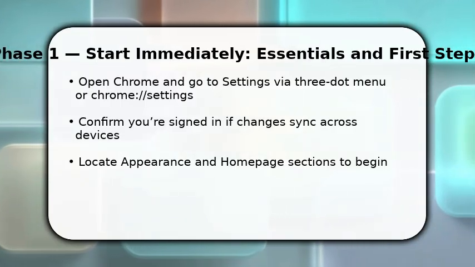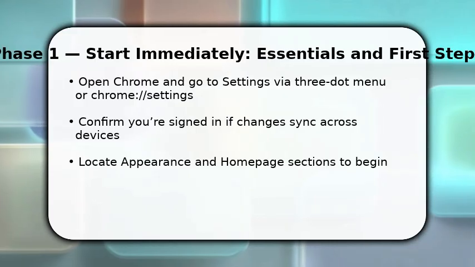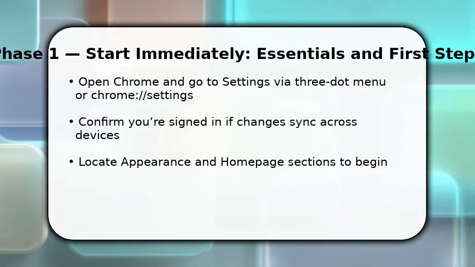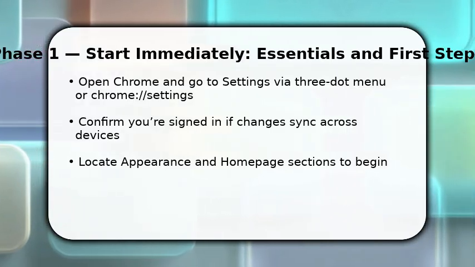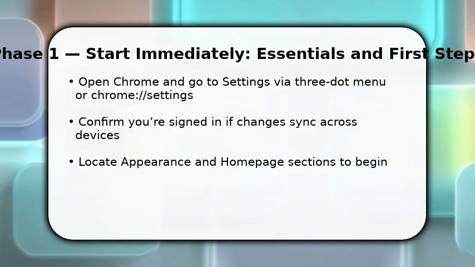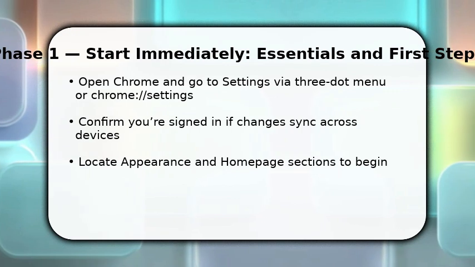Next, navigate to Appearance and Homepage. These are the two places that most homepage search bars live. Acting now will disable the visible elements instead of changing search engines, so follow each step directly and don't skip verifying the active profile.